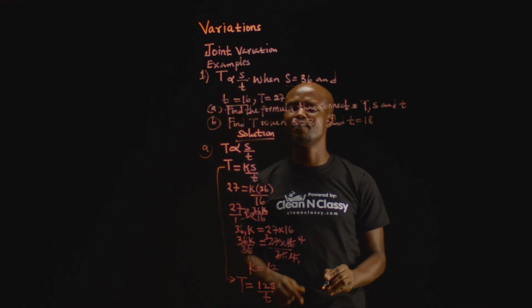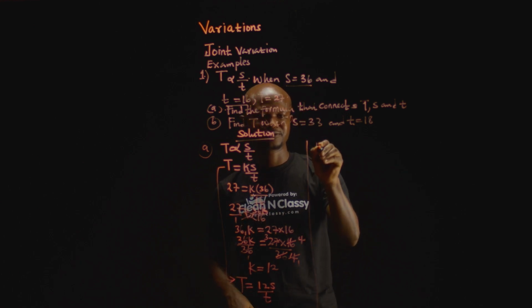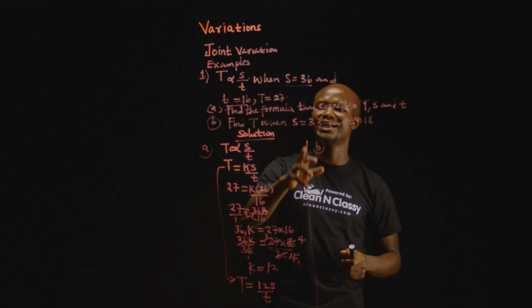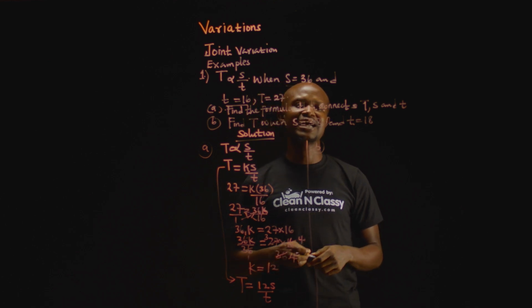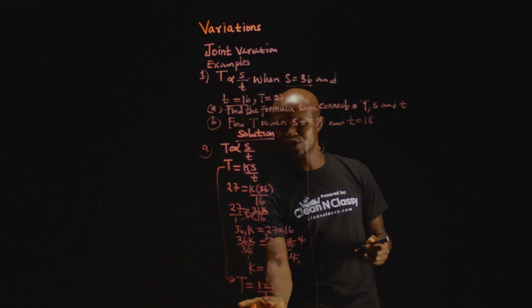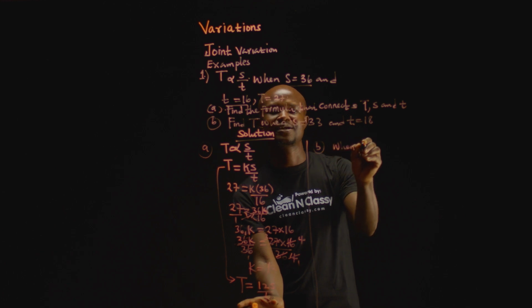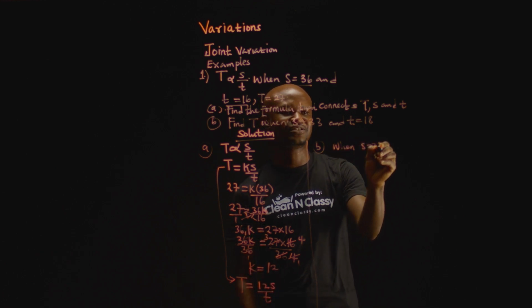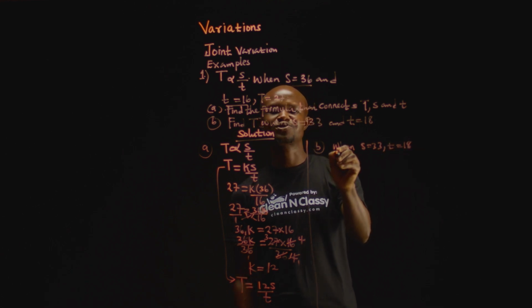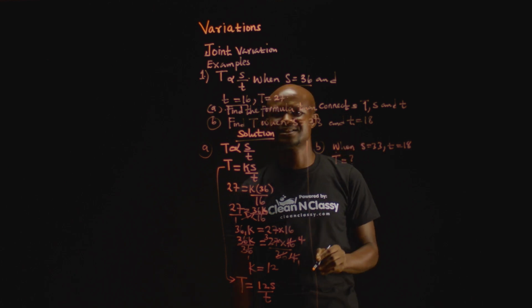Now let's go to the second part of the question, which is the B part. The B part of the question: find T when x equals 33 and t equals 18. Let's find T. We are going to use the result we have here. So now, when x equals 33 and t equals 18, what are we asked to find? We are asked to find the value of big T, the capital letter T.